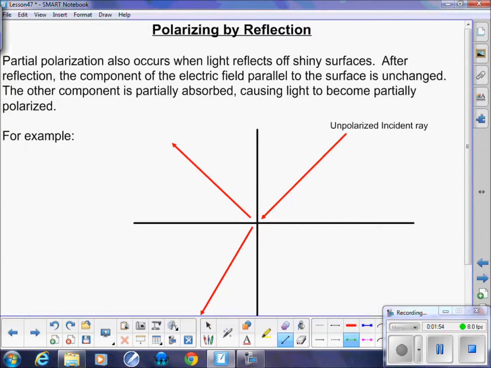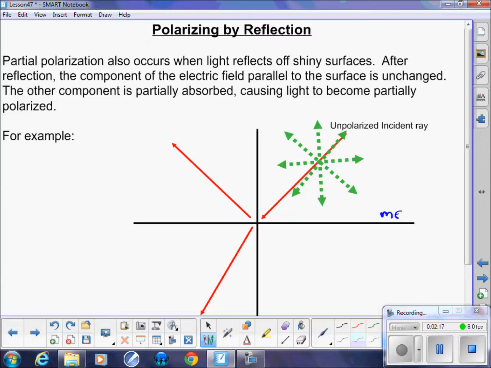So I'm going to have my unpolarized light, which means I'm going to draw light in this kind of fashion here. I'm going to just create this design here. The green lines represent all the different axes that the light is approaching the surface at. So that's unpolarized light. When the light strikes that surface, we've got medium 1 and medium 2.